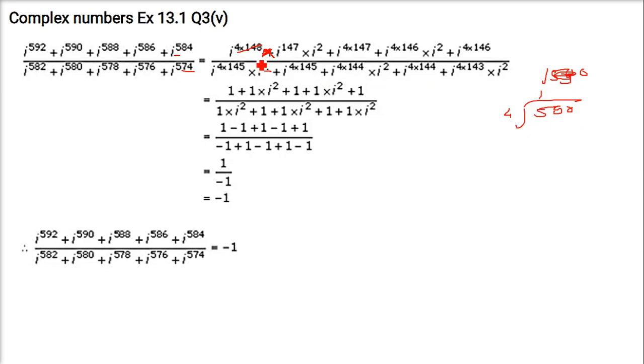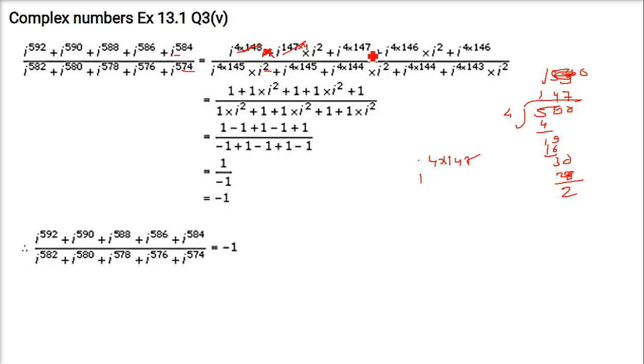See, 4 ones are 4, 1, 9. 4 fours are 16, you get 3, 0, 4, 4, 7 fours are 28. So this is 147 into i squared. This is 2, right? 4 sevens are 28. So i to the power 147, that is i to the power 4 into 147, is 4 into 147 into i squared.